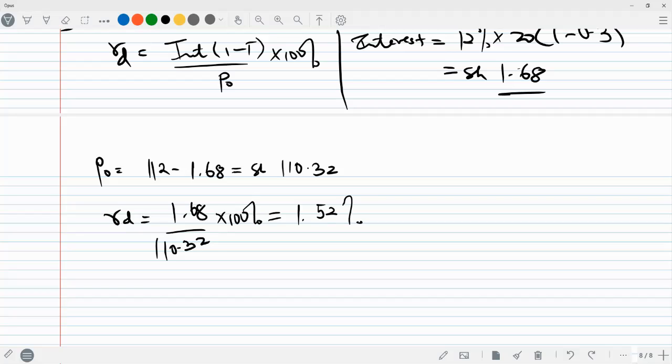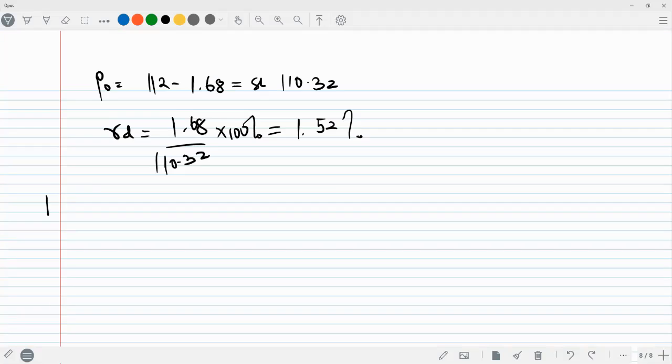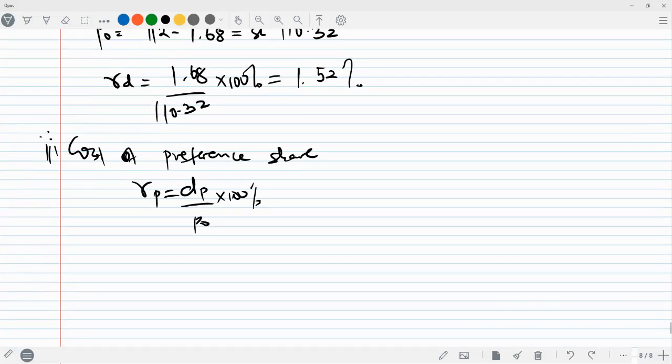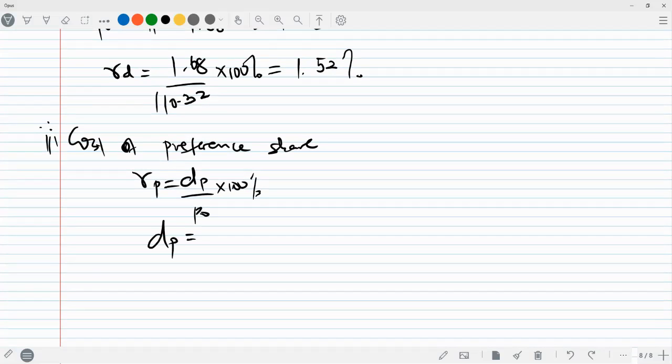Next, we get the cost of preference share. So 3, cost of preference share. We say that it's given us preferred dividend, we divide by the current market value of those preference shares, and of course we express it as a percent. Therefore, the preferred dividend for this particular bond is equal to, it is paying the dividend at 14%, therefore 14% times its nominal value, which is equal to 25. What's the preferred dividend the company is paying to the holders?